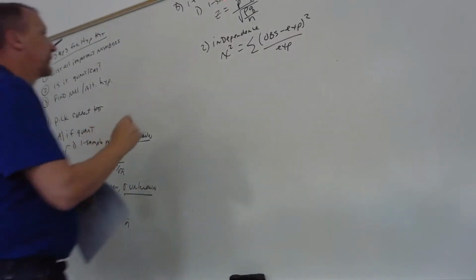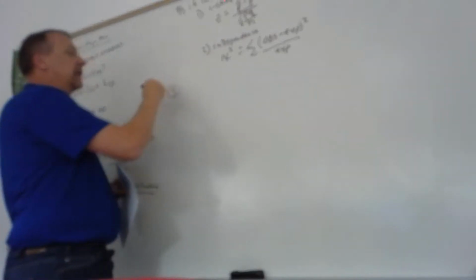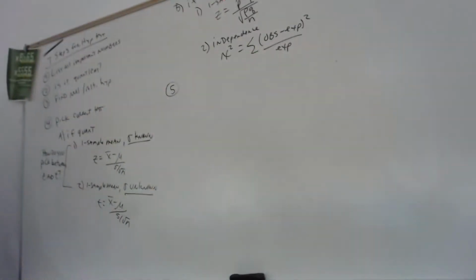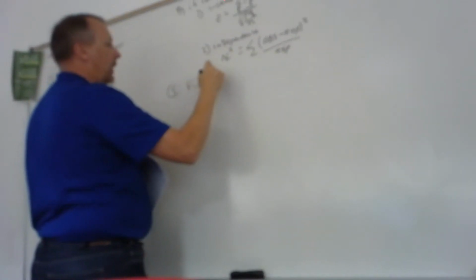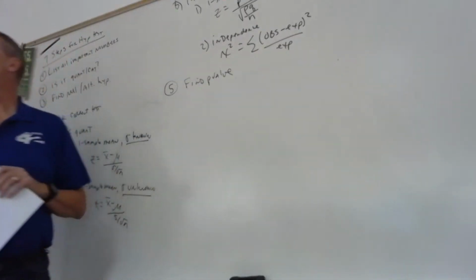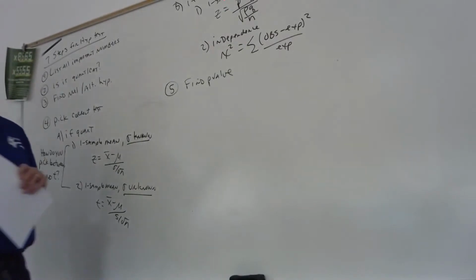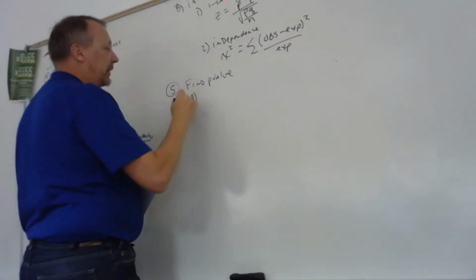Okay, so those are the first 4 steps. Step number 5 is what again? Find the p-value. And what are the 2 ways? I think this is what Abby asked me at the beginning of the class. What are the 2 ways to find the p-value?